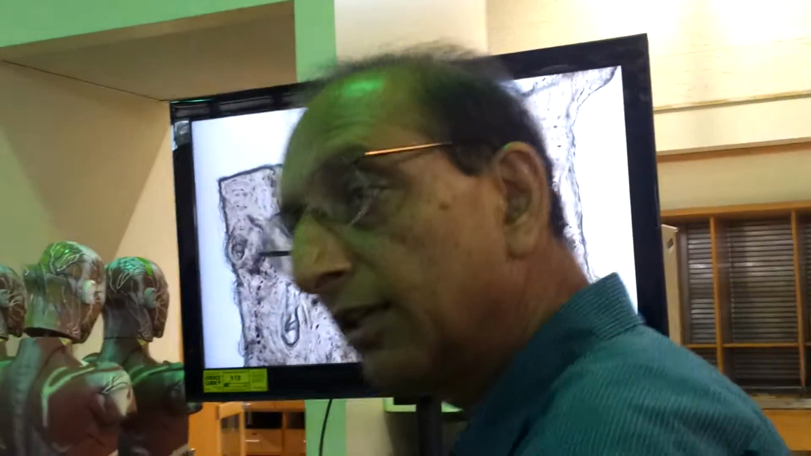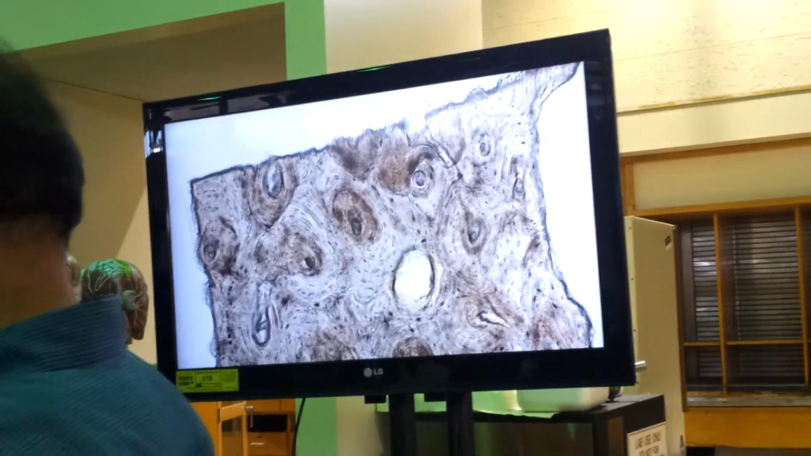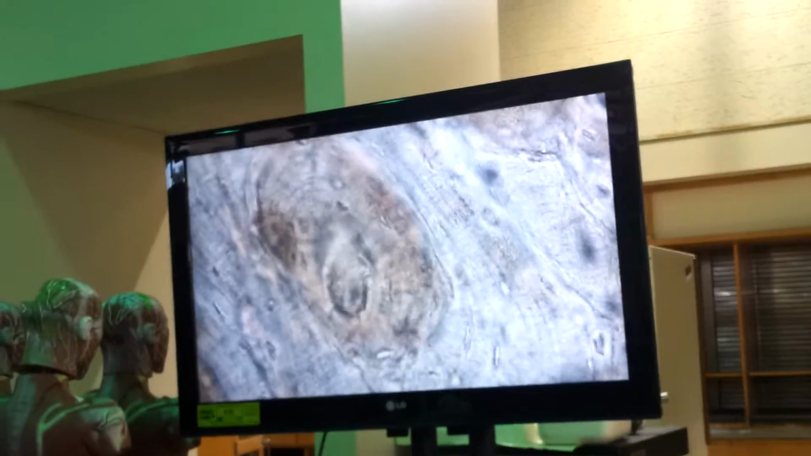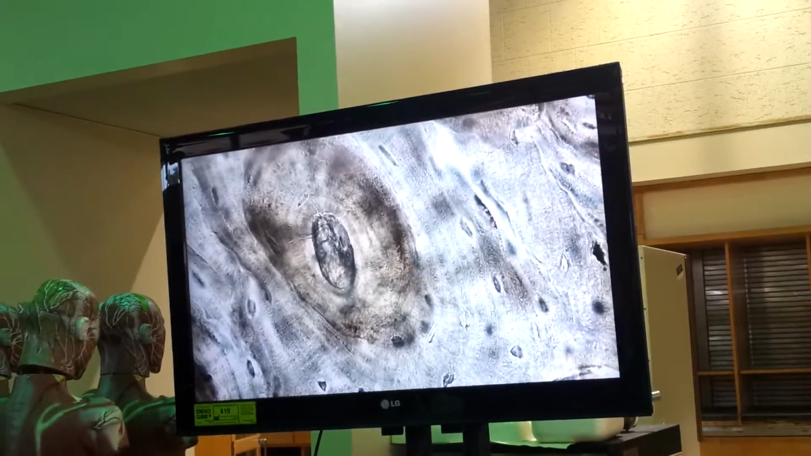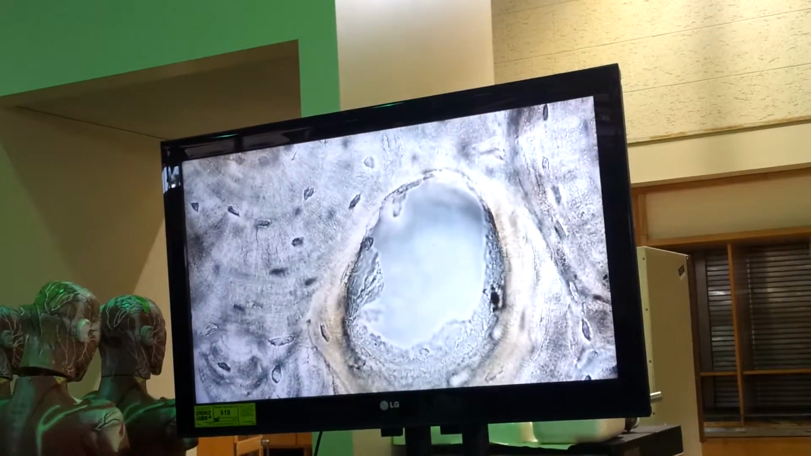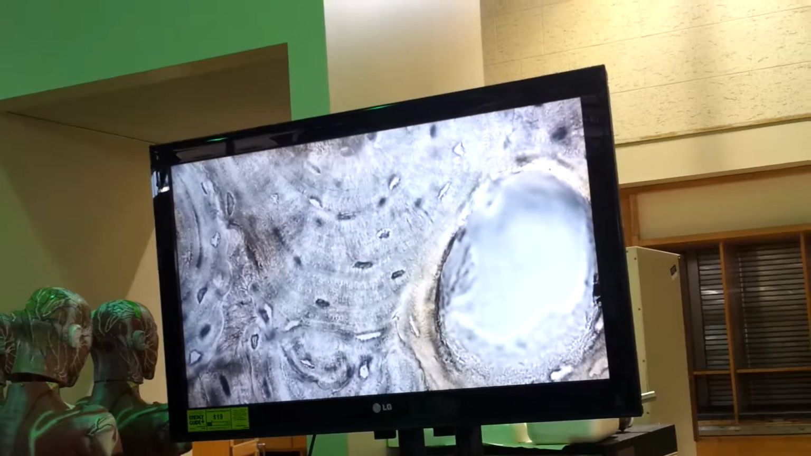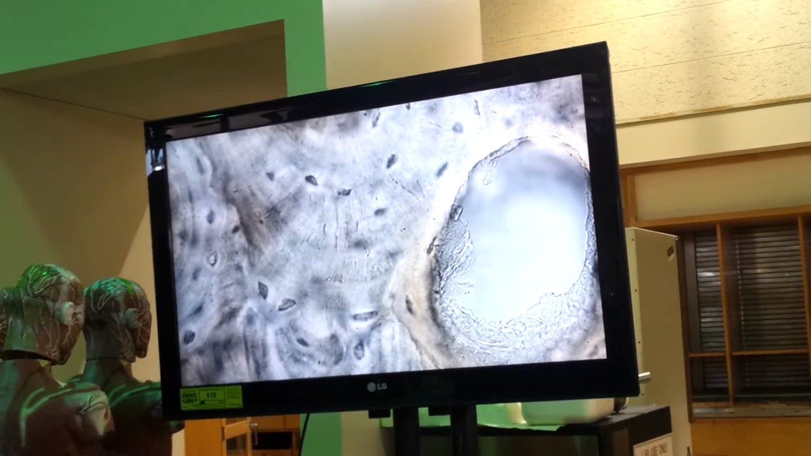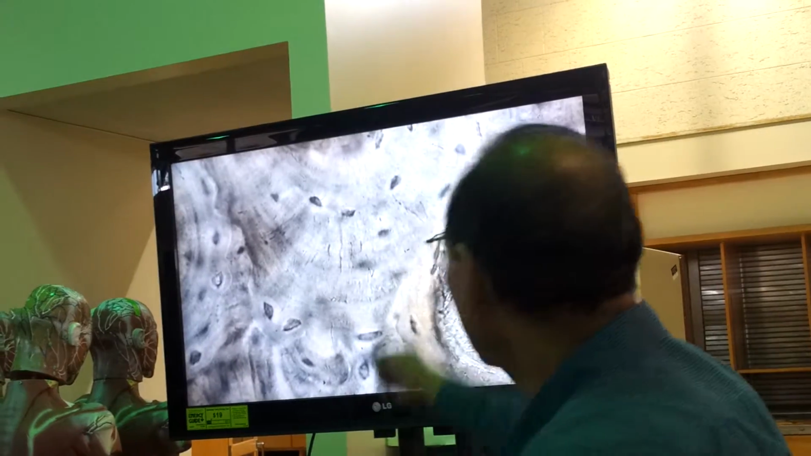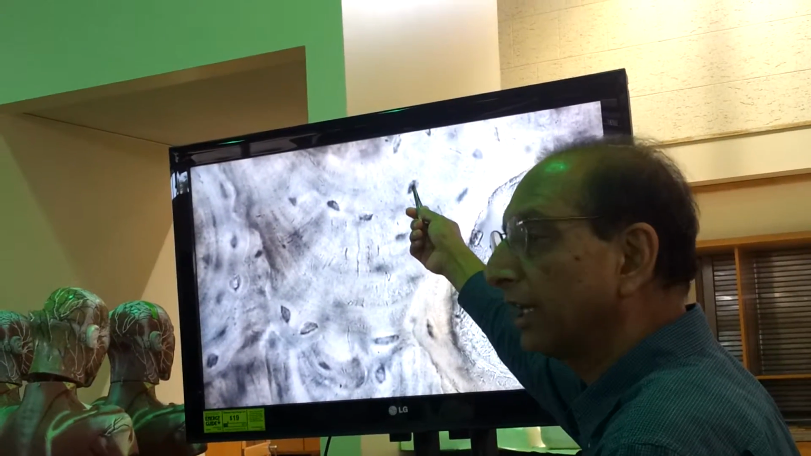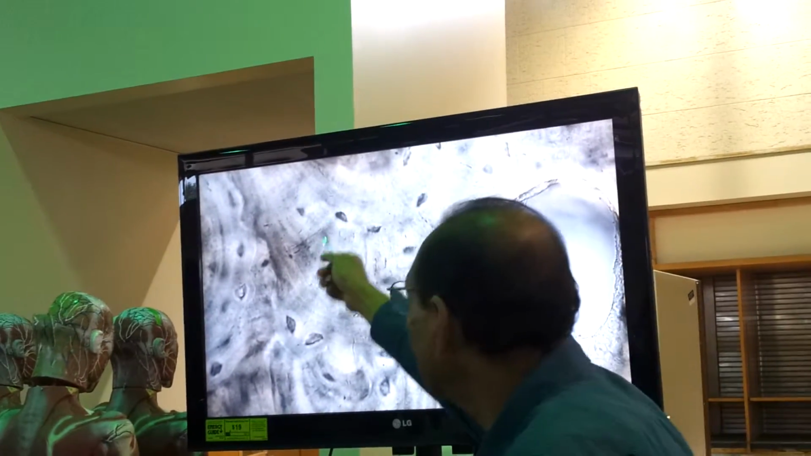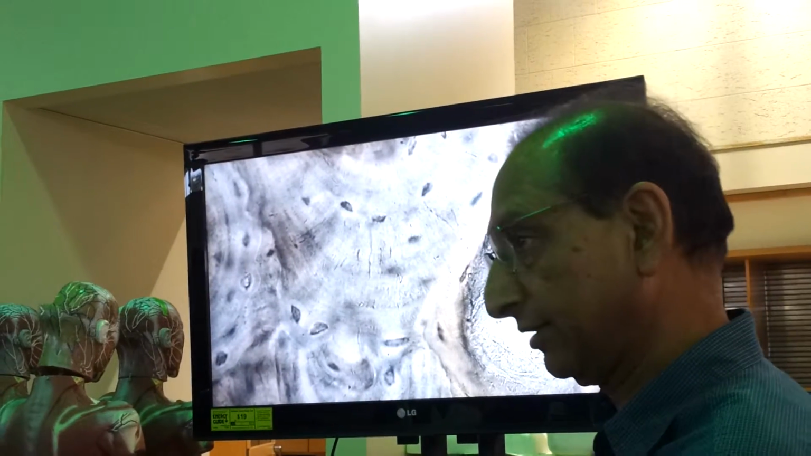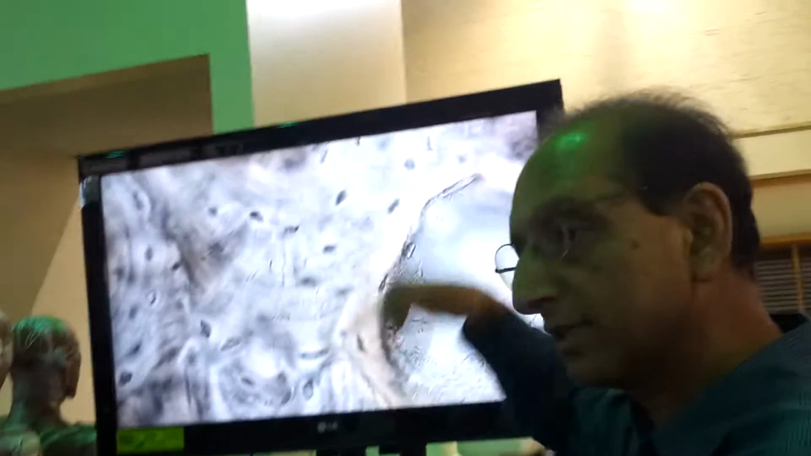And around each central canal, what are these rings called? Rings are called lamellae. Lamellae. And between the lamellae, you have lacunae. You see this lacunae here, right? And in real bone, they contain osteocyte. And you see these dark lines here. These are actually fine canals called canaliculi, to connect cells together.